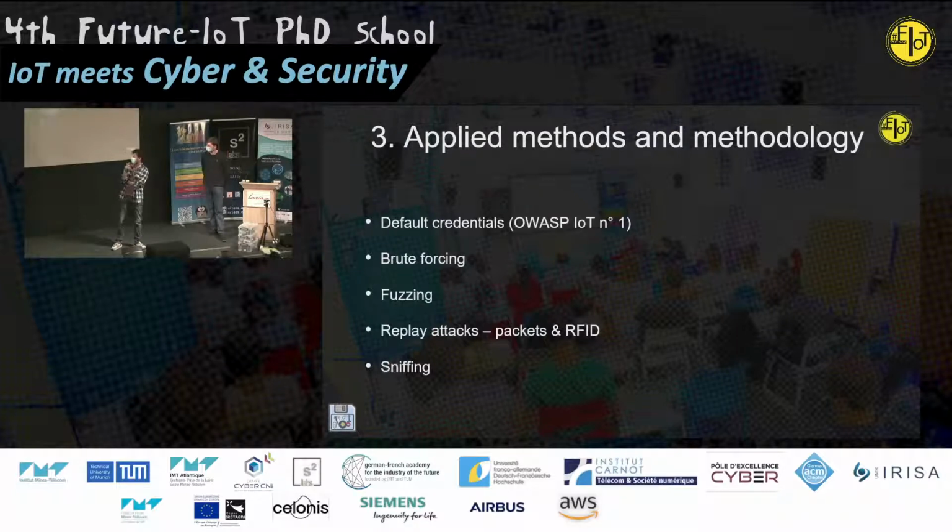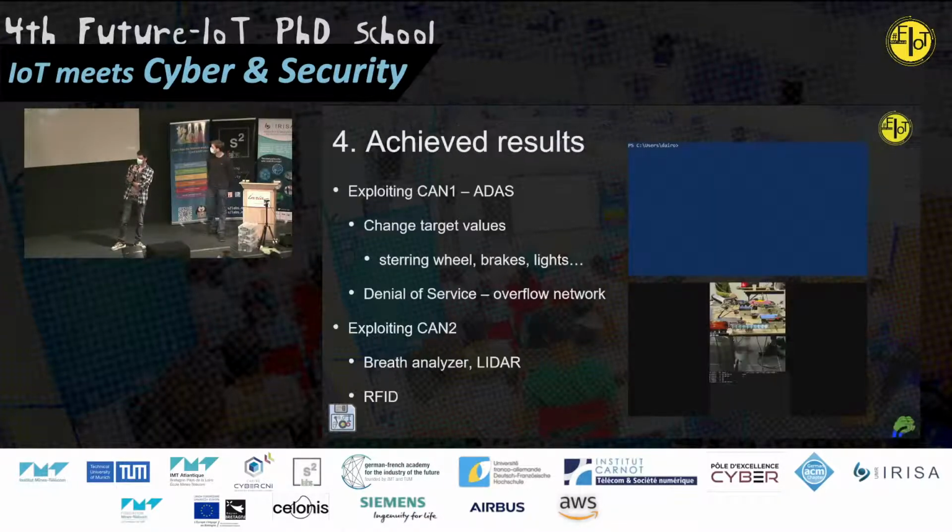For the attack itself, we exploited CAN1, or we could exploit CAN1. And if we succeeded, we could do anything from changing the steering wheel, the target values, the brakes itself, so tricking the vehicle into thinking that it's driving in the wrong direction or that its brakes are active or whatever.